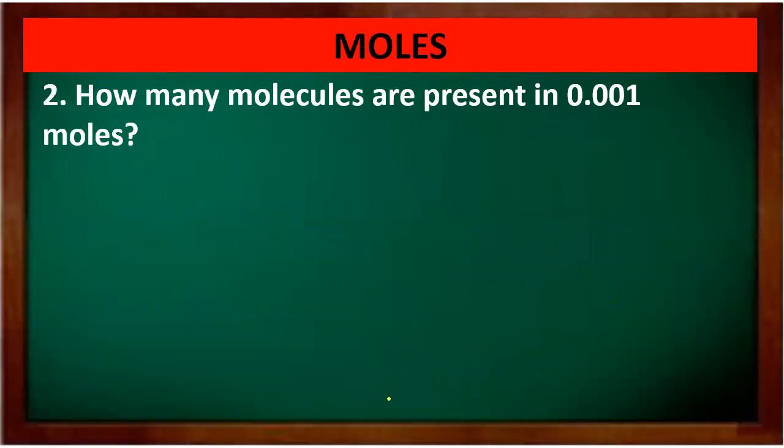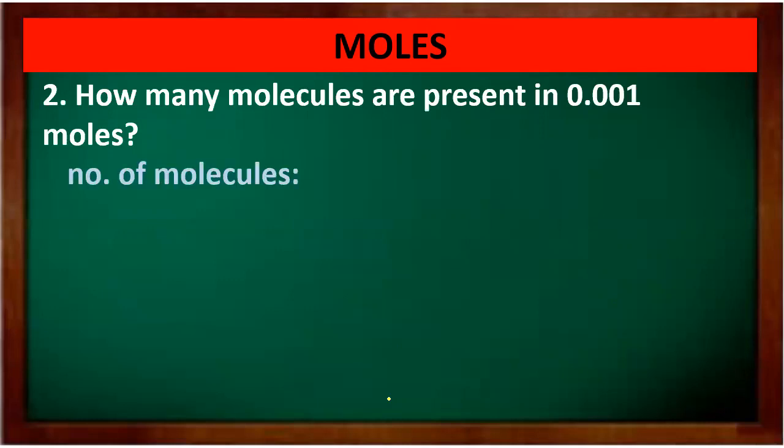Here, how many molecules are present in 0.001 moles? So ito naman, kabaliktaran. Hindi na mention kung ano tong substance ba, anong element. Basta ang sabi lang, meron tayo dito na 0.001 moles. Ang hinahanap kung ilang molecules meron doon sa 0.001 moles. So still, we have to use Avogadro's number.